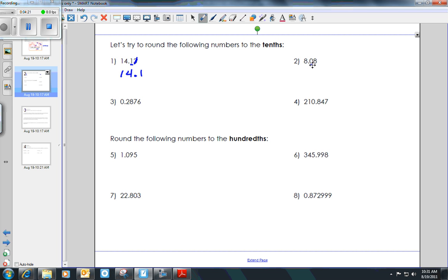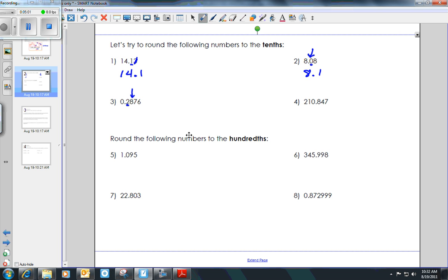For problem number 2, I still want to look at the tenths spot. That's what I'm rounding to. So I'm going to go 1 digit to the right. That digit's more than 5, so I'm going to add 1 to my tenths spot. This becomes 8 and 1/10. All right? Now on number 3, I'll give you a little hint here. You are going to be looking at the tenths spot, which is the first digit to the right of the decimal. And you're going to use the number next to it to round and ignore the other 2 numbers.